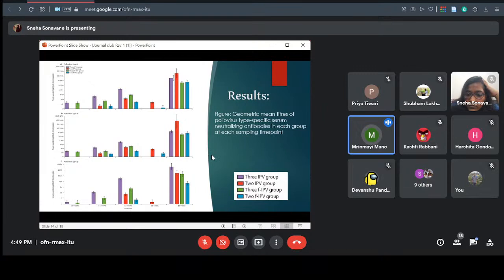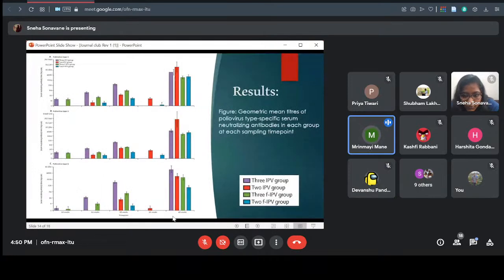But following the second dose, the antibody titer type 1 and 2 increase such that the 3 fractional IPV group and 2 IPV group, that is the green and the blue bars, showed almost similar mean titers at 40 weeks. So as you can see, for the poliovirus type 1 and 2, the green and blue bars are almost at the same level at the end of the trial.